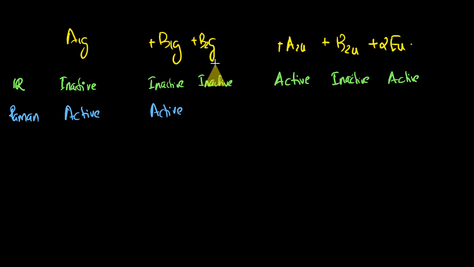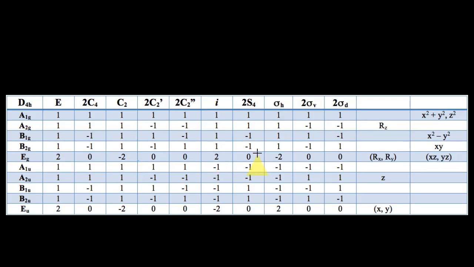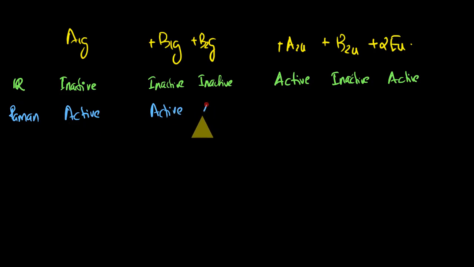And what about B2G? We will check B2G. Is there any binary product? XY is there. That is a binary product. So B2G can also be taken as Raman active. So let me write Raman active here.